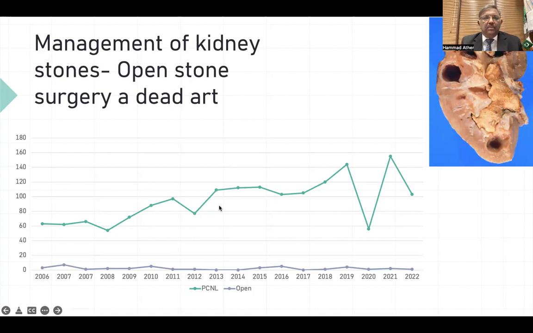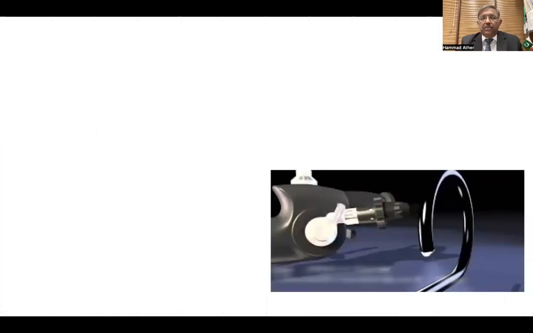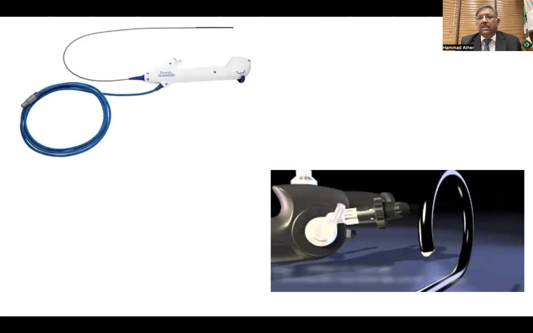So we do over 100 to 150 PCNLs per year, and the numbers are increasing with the finer scopes that are being introduced. In 2015, we acquired our first flexible ureteroscope, the Cobra from Wolf, and it has been serving us quite faithfully over the last 7 years.